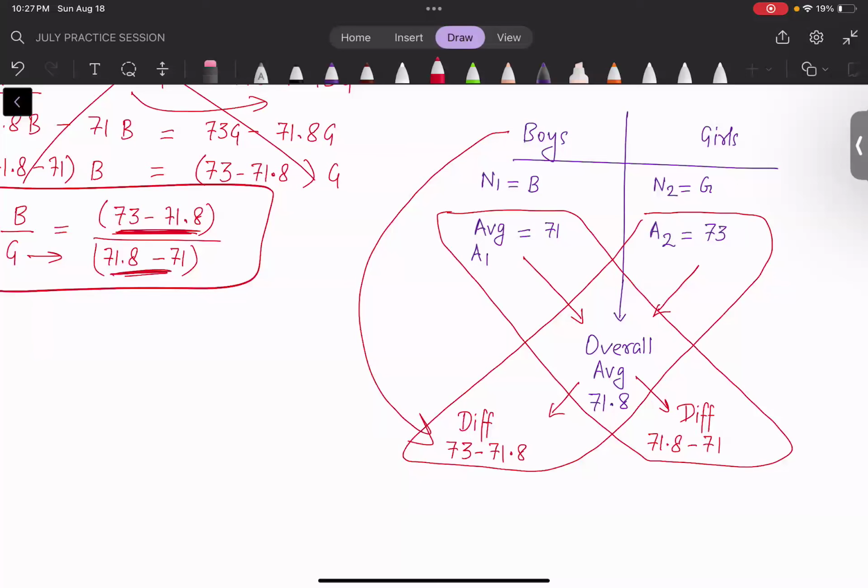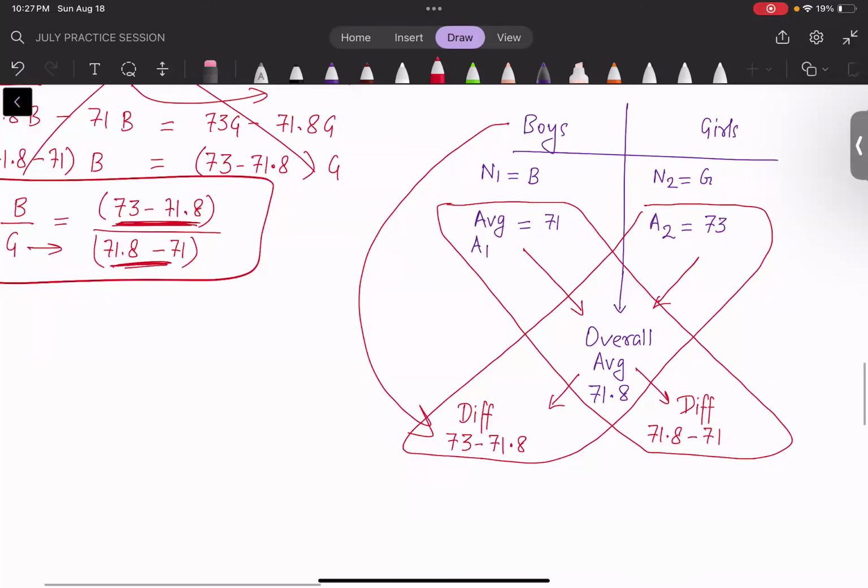Yes or no? So same difference. So my dear, this is what we have to do. Make it like a cross. This X shape you will have to draw. At this point of the X, it will be A1. At this point of the X, it will be A2. And at this point of the X, it will be weighted average.